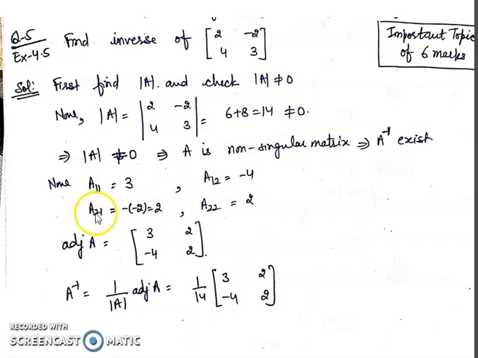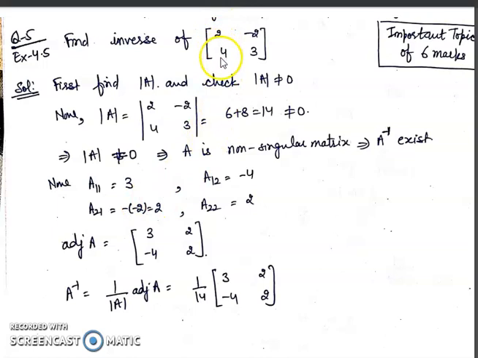A21: 2 plus 1 is 3, and 3 is odd, so we have to put a minus sign here. Deleting the second row and first column, the element is minus 2. So this minus 2 becomes plus 2.